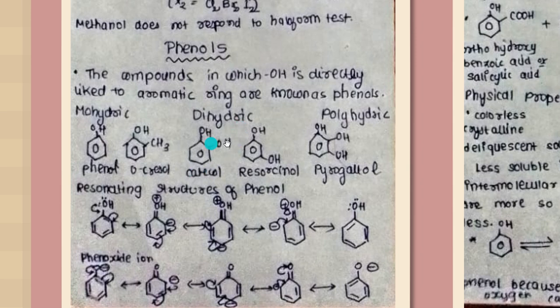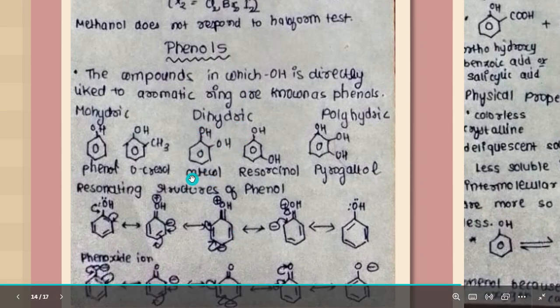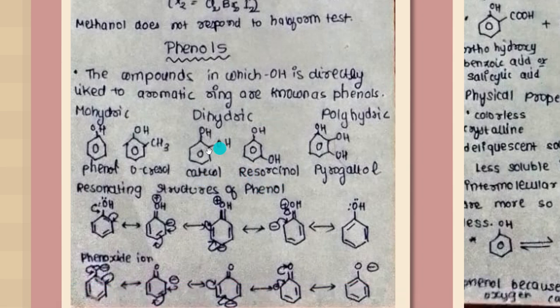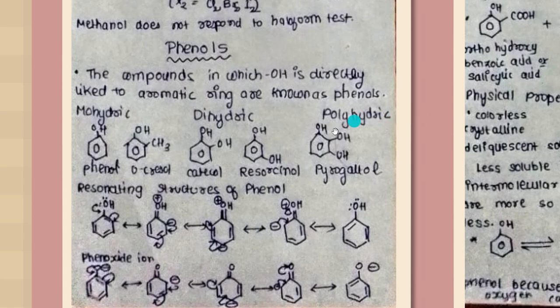Now dihydric, when two OH groups are there, see, this is called catechol. If the first OH and second OH are at a difference of one position only, that is, the first OH is at this position and the second OH is at the ortho or next position, then it is catechol. If it is a difference of two positions, or next to next position, it is known as resorcinol. For example, a polyhydric phenol is pyrogallol, which is a phenol having three OH groups.